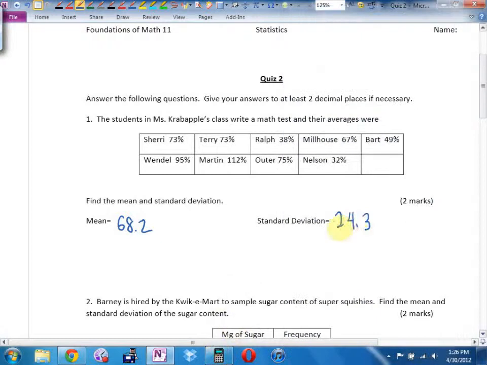By the way, is this a big standard deviation or a small standard deviation? It's fairly big. Look at the grades in Mrs. Krabappel's class. Are they all clumped together, or is there a pretty big spread? You got poor Ralph and Nelson. You got Martin way up there. Huge spread.